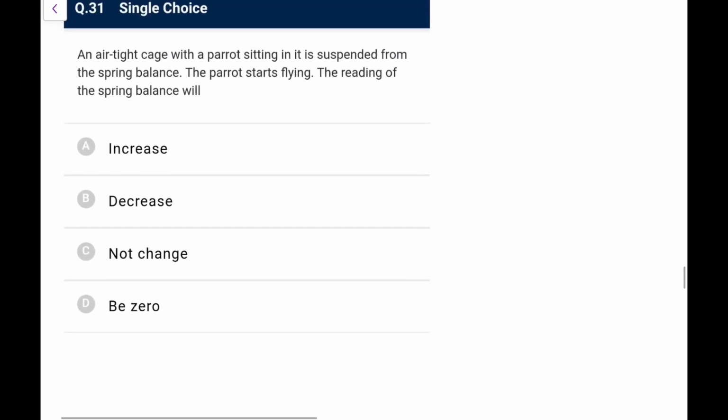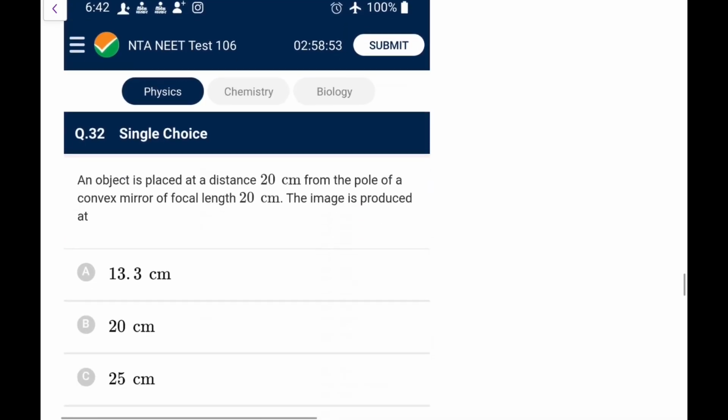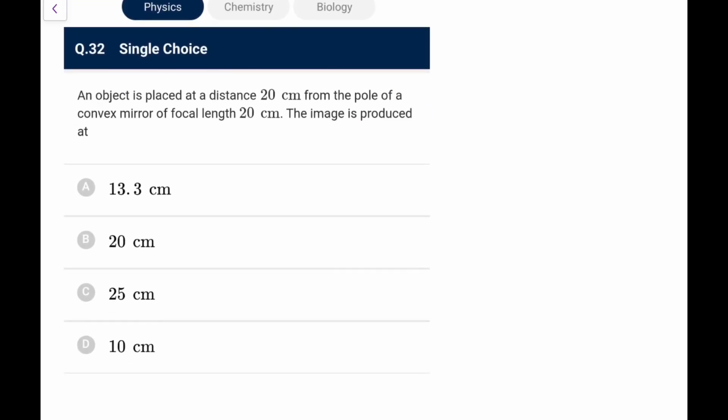An airtight cage with a parrot sitting in it is suspended from the spring balance. The parrot starts flying, the reading of the spring balance will not change because to start flying it will flap the wings, so the upward force acting on it would be equal to the downward force acting on the cage. The total balance will remain the same. There is no external force, what is happening inside, so this system is closed, nothing will change here. So it's a very standard question, you must have seen it before.